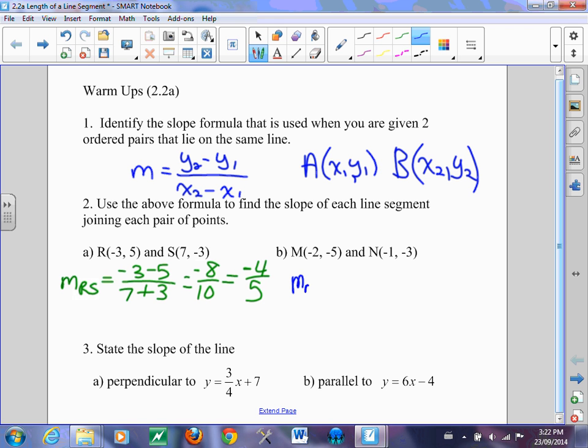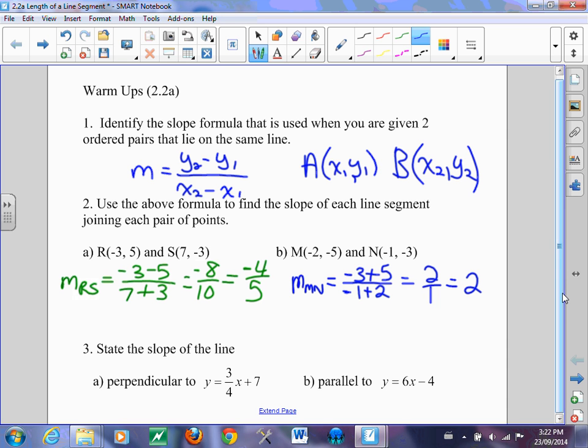Let's try the second example. Slope of MN equals y2, which is -3. Subtract a negative becomes a positive. I want you to practice that. And then we've got -1. Again, subtract a negative becomes a positive. That's what we want to practice in this warm-up to make sure you've got your integer laws done well. Simplifying, ladies and gentlemen, you're going to have 2 over 1, and that just equals a slope of 2.